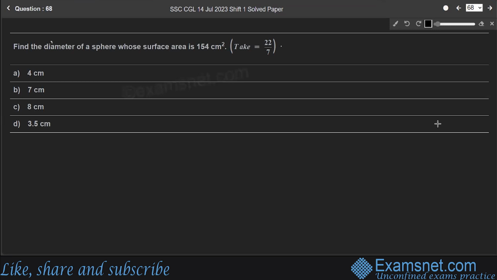Question 68. Find the diameter of a sphere whose surface area is 154 centimeters square. Here students, we all know that the surface area of a sphere is 4 pi r square. Using this formula, the surface area is given, which is 154, equal to 4 into pi, taking pi as 22 by 7, into r square.